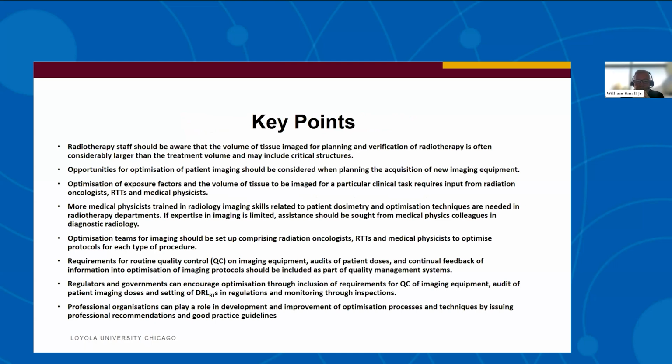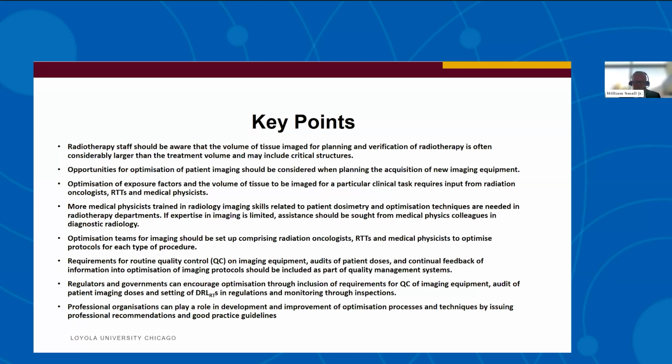Radiotherapy staff should be aware of the volume of tissue imaged for planning and verification of radiotherapy. It's often considerably larger than the treatment volumes and may include critical structures. And I would say there's a culture of not really thinking about this, given, as the other speakers have told, the dose is so much less than what we're giving. But opportunities for optimization of patient imaging should be considered when planning the acquisition of new imaging equipment. Optimization of exposure factors and volume of tissue to be imaged for a particular clinical task requires input from everyone.